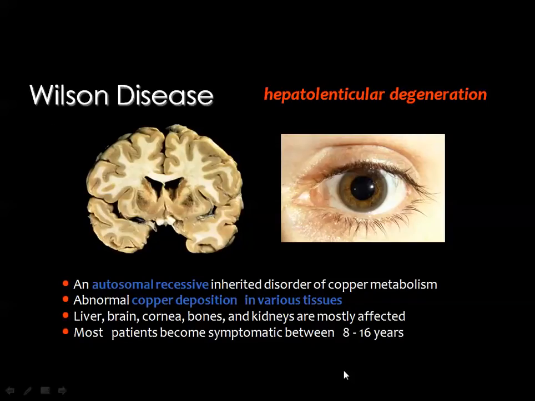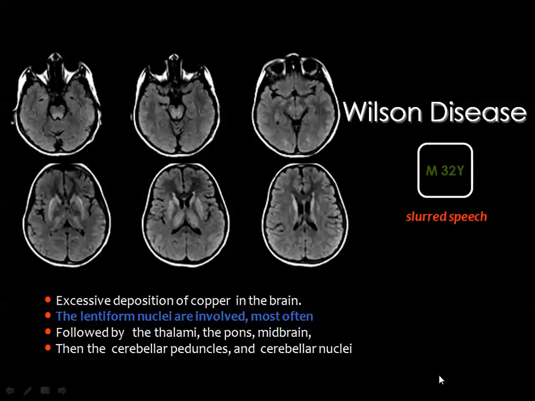Then we come to Wilson disease, which is also known as hepatolenticular degeneration. This is an autosomal recessive disorder of copper metabolism, leading to copper deposition in various tissues. The liver, the brain, the cornea (the Kayser-Fleischer ring), and the kidneys are mostly affected. The disease will be symptomatic by the age of 8 to 16 years.